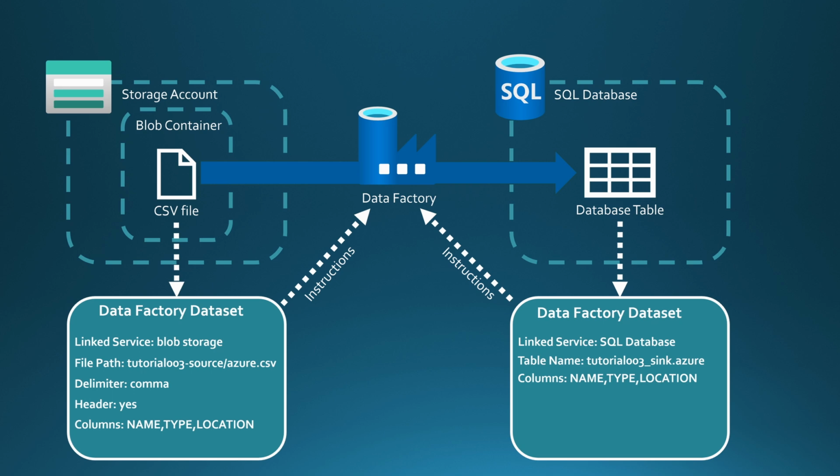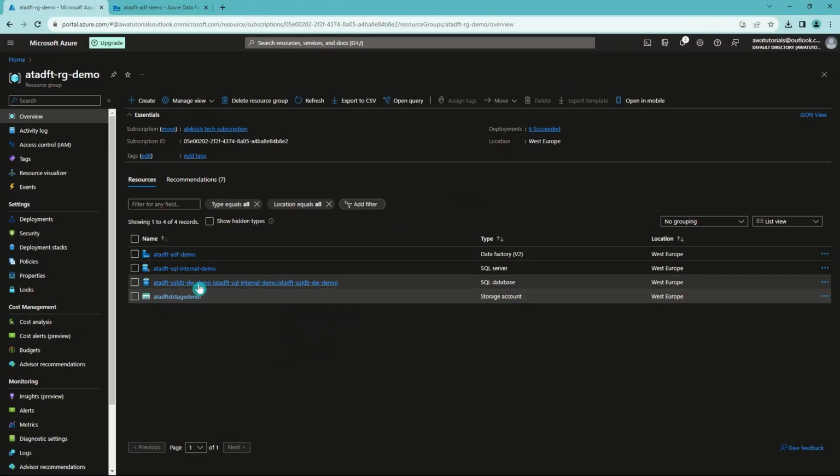After we have done all this, we can just configure the copy activity and let the Data Factory handle the copy. Now we have covered in theory how to copy a CSV file from the blob storage to Azure SQL database. Next, let's go to Azure portal and see how we can do this in practice. Now we are in the Azure portal.